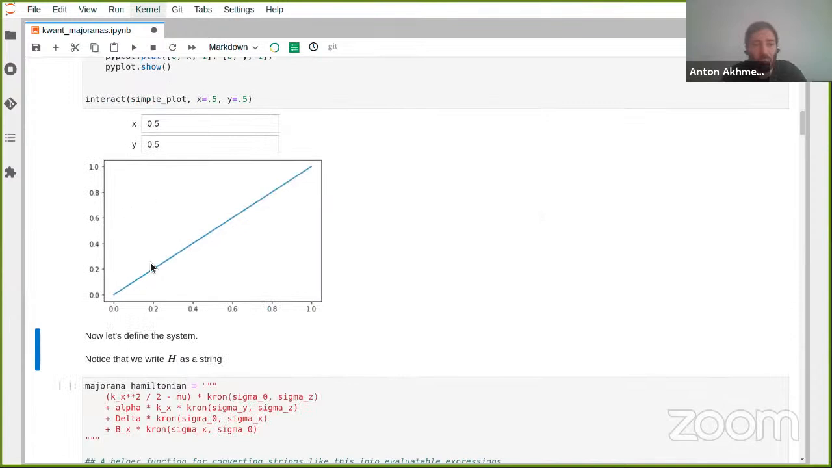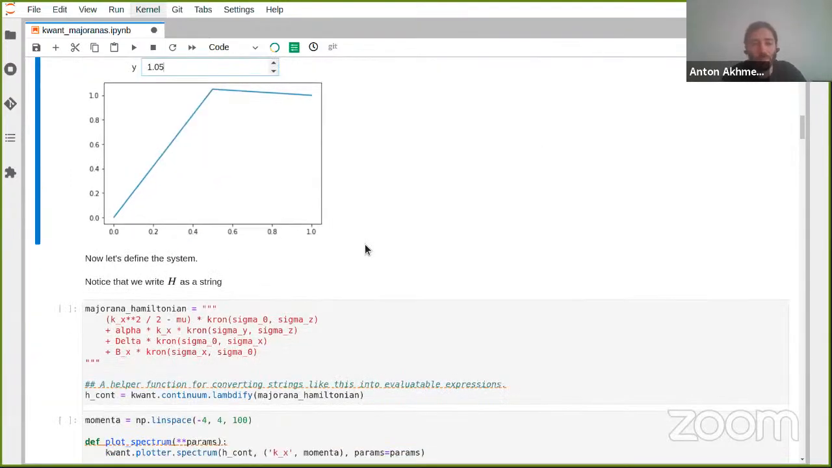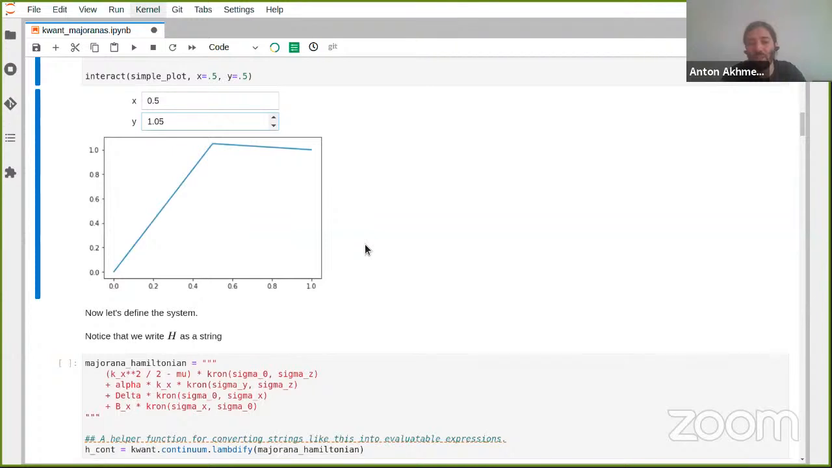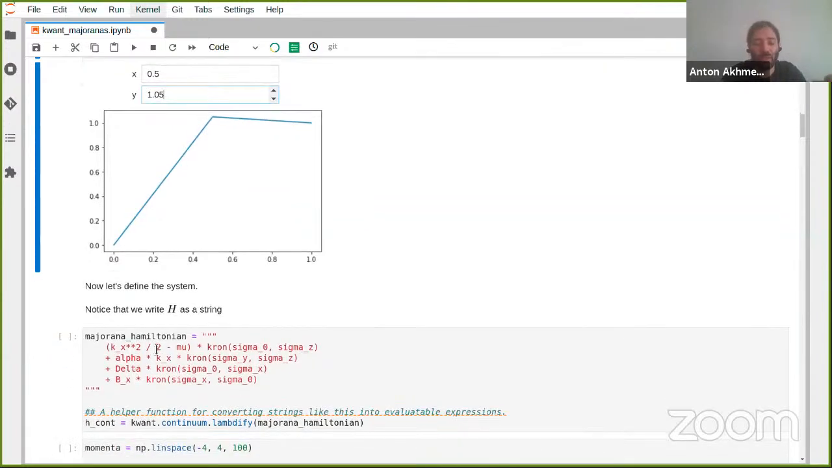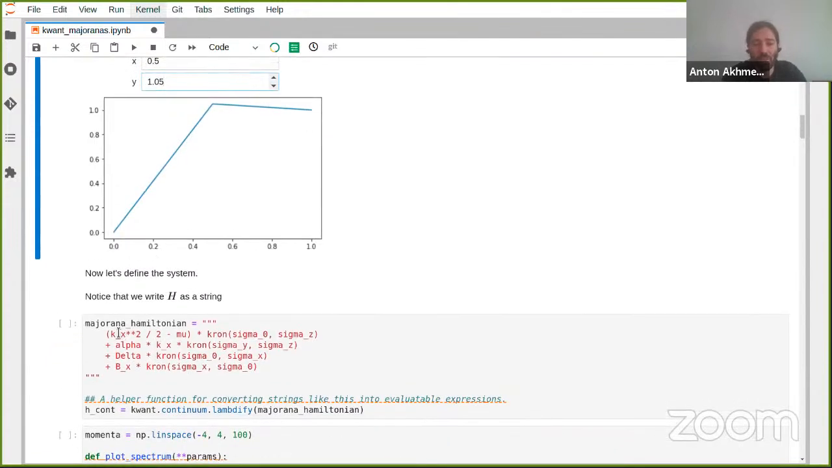I have a simple plot here, but now I can change its parameters. If I set y like this, I can vary the parameters and show what is happening. All right, so far so good. We are now set to compute the Majorana dispersion relation, plot it, observe it and find the topological transition.